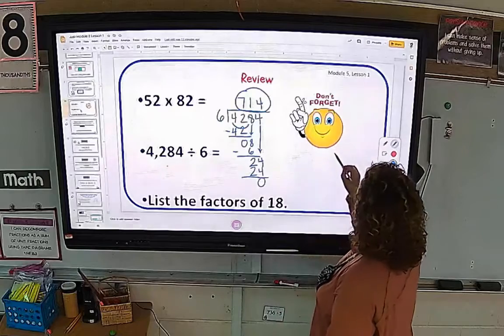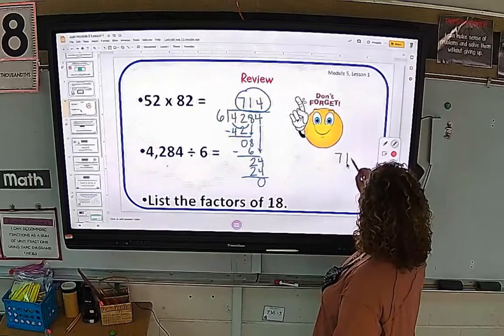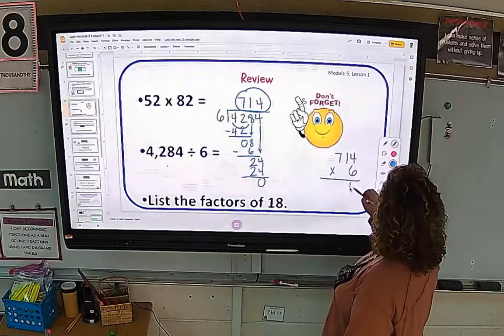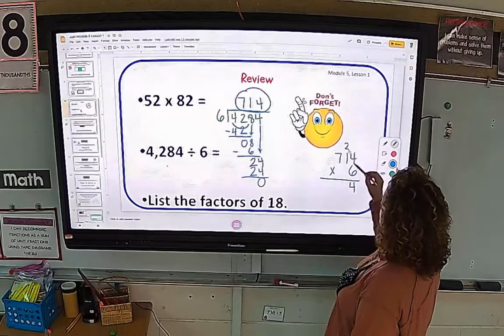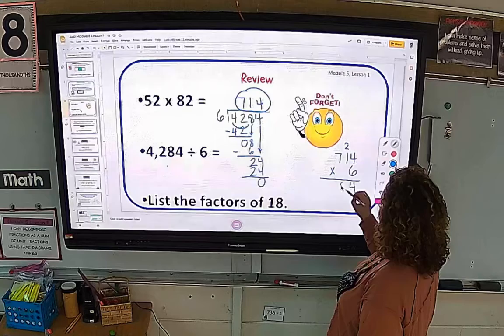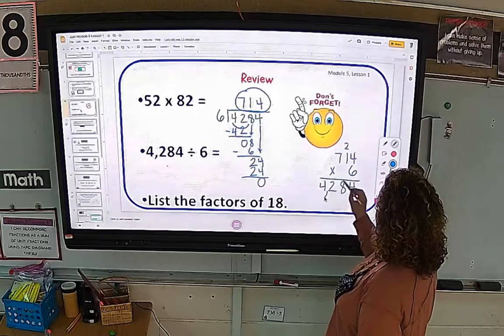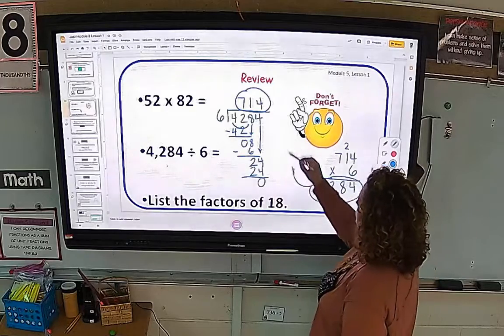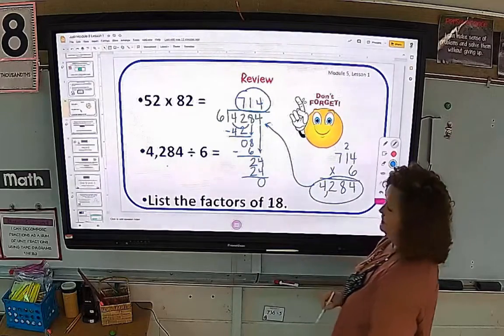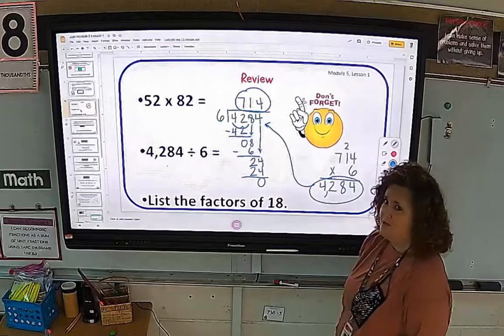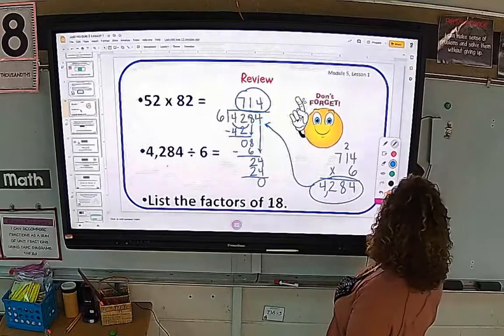If I wanted to check it with multiplication, 6 times 4 is 24. 6 times 1 is 6, plus 2 more is 8. 6 times 7 is 42. And there's my answer there, which matches this right here, our dividend. Okay? All right. So there's our good warm-up for some division, long division.